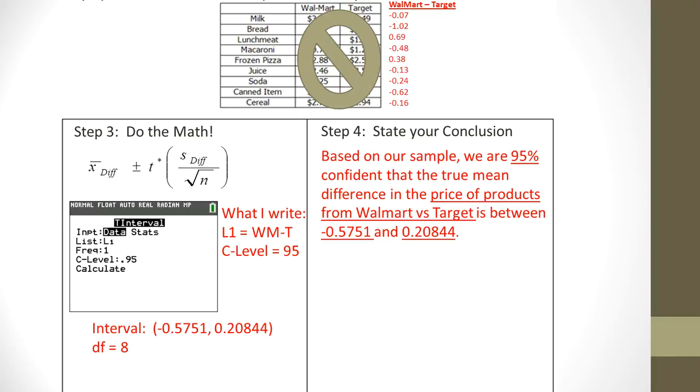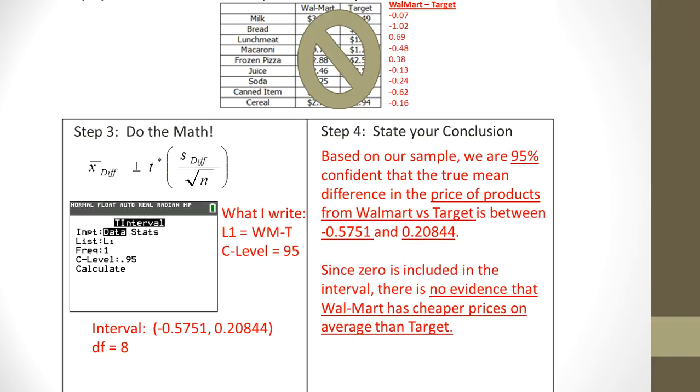That means the interval goes from negative to positive and 0 is included. Since 0 is included in the interval, that means there is no evidence that Walmart has cheaper prices on average than Target. The 2 stores do not have a statistically significant difference that we are able to find.